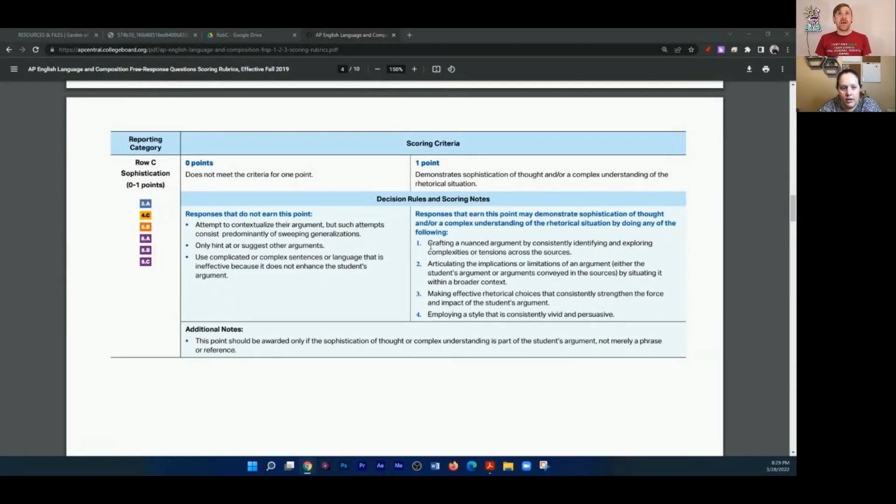And the truth is that, although I prepare my kids for test day, I want them to just be good writers and know how to produce good commentary anyway. But I want to make a couple points here for kids, because there are a couple ways to do things. For this part right here, number 1 on synthesis, it says crafting a nuanced argument by consistently identifying and exploring complexities or tensions across the sources.